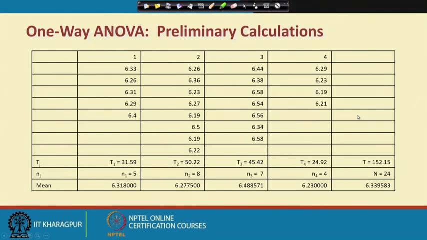So, the same example which I have highlighted here, in this case we actually have 4 samples: sample 1, sample 2, sample 3, sample 4, and these are the sample descriptions. This is the total of all these samples, and by default the mean of the sample will be 31.59 divided by 5, similarly 50 by 22 divided by 8, 45.42 by 7, and so on like this.